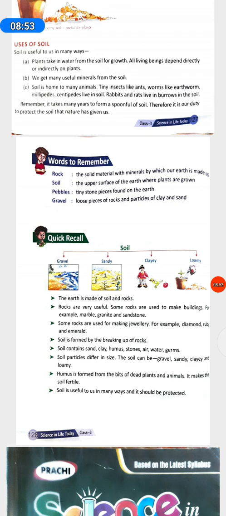Soil is formed by the breaking up of rocks. Soil contains sand, clay, humus, stones, air, water, germs. Soil particles differ in size. The soil can be gravel, sandy, clay and loamy. Humus is formed from the bits of dead plants and animals. It makes the soil fertile. Soil is useful to us in many ways and it should be protected.